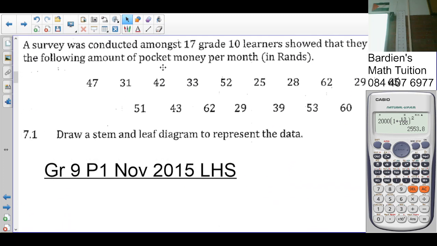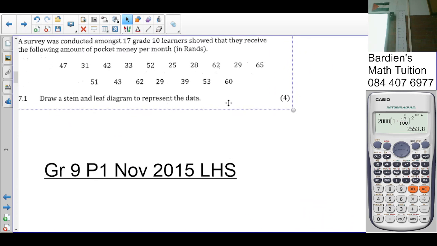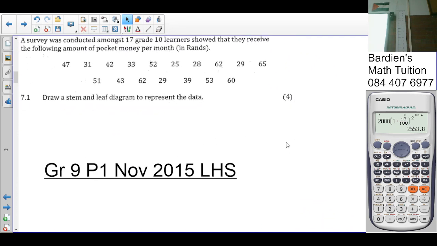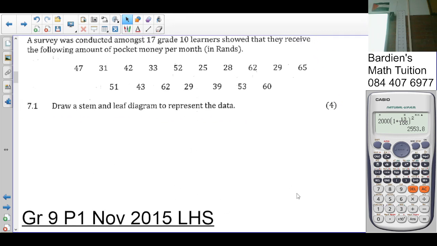The next one. Now this is data and or statistics. You guys will be writing this in the paper too. Have you seen the scope? This will be part of your paper. A survey was conducted among 17 grade 10 learners.